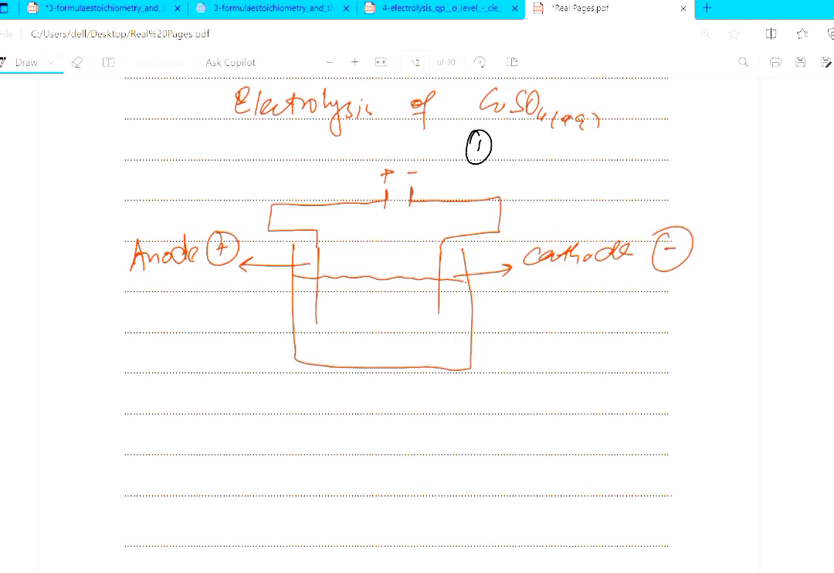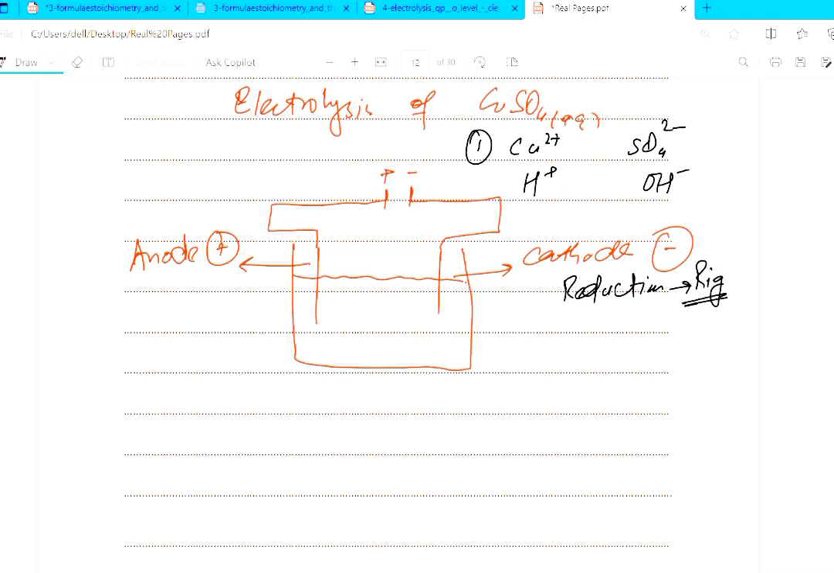So let me write the first step. Select the cations and anions: Cu 2 plus, SO4 2 minus, H plus and OH minus. Is it clear? On the cathode, what happens? Reduction takes place. And what is reduction? Reduction is the gain of electrons.